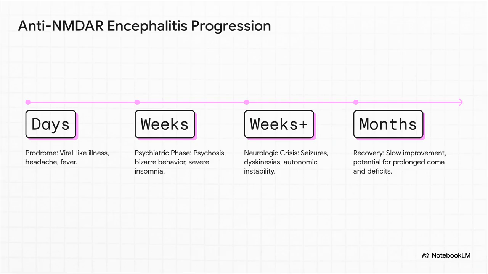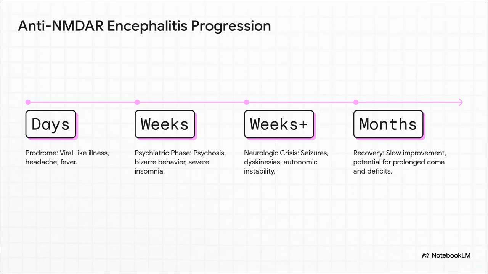All right, let's zoom in on the single most common subtype of AE, anti-NMDAR encephalitis. This one follows a very predictable, multi-stage progression. It often kicks off with some vague, flu-like prodrome, but that's quickly followed by an absolutely explosive psychiatric phase. We're talking severe psychosis, bizarre behavior, just wild stuff. And then it descends into a full-blown neurologic crisis, and that's when they're going to land in your ICU.